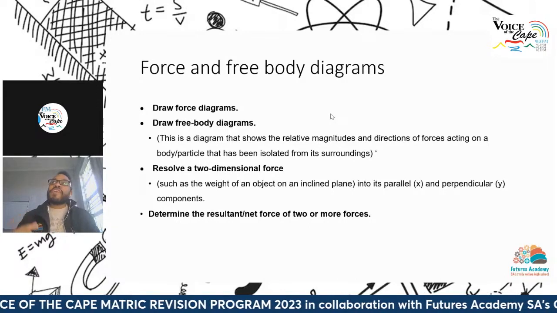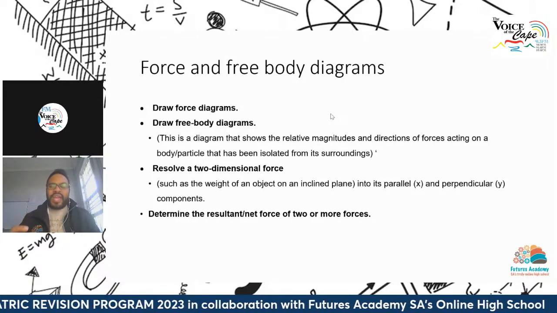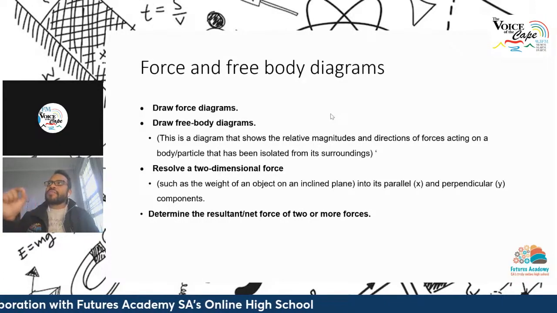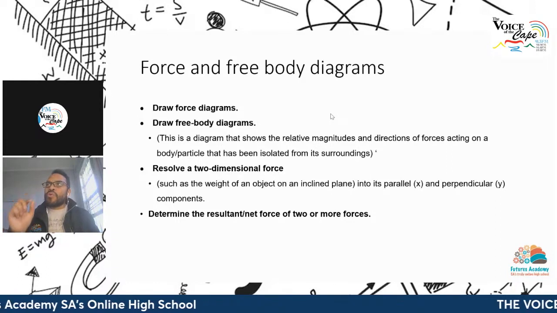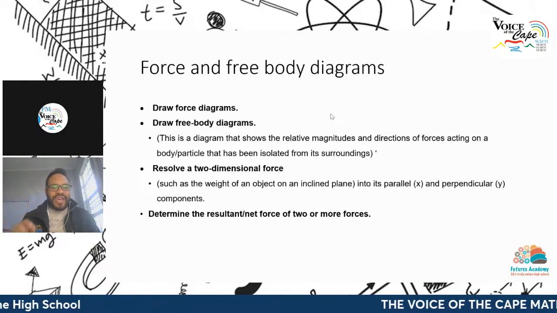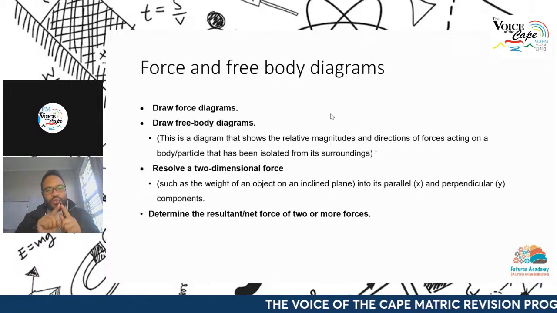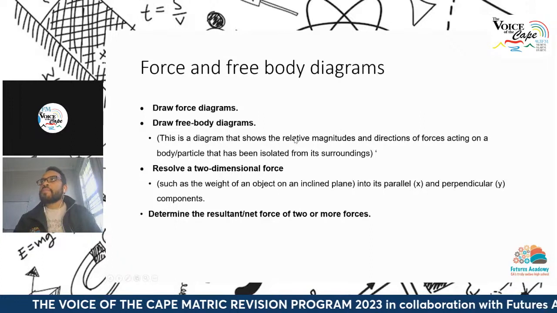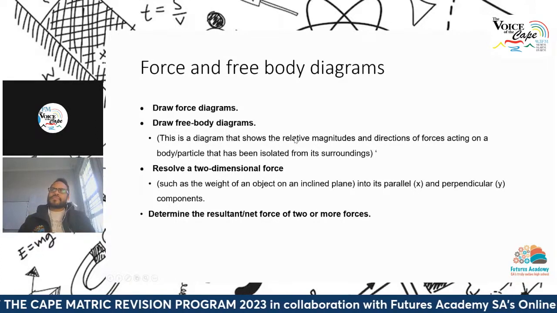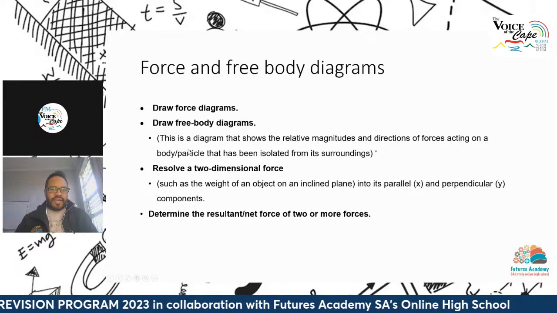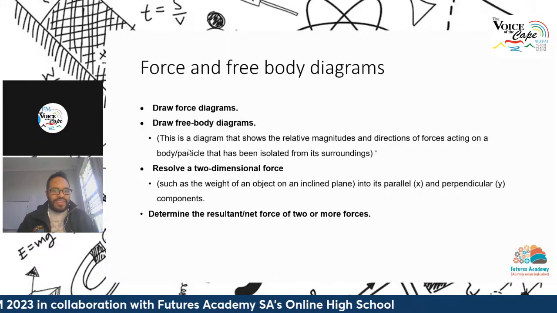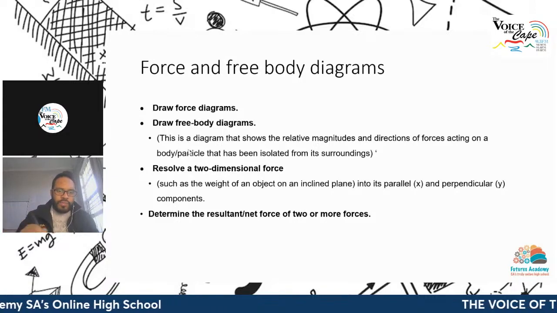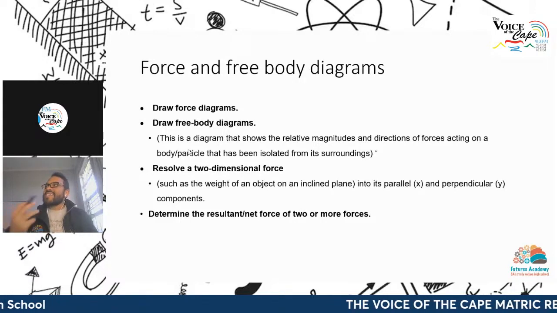However, we refer to a free body diagram as a dot or a square without arrows going into that dot, but touching that dot, where we indicate all the forces acting on the object, and we indicate it in such a way that we draw them with arrows pointing away from the dot, okay? So in this case, what do we define a free body diagram as? It is the diagram that shows the relative magnitudes and the directions of forces acting on a body or a particle that has been isolated from its surroundings.